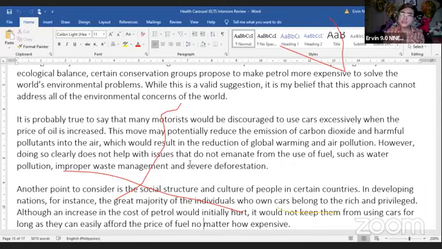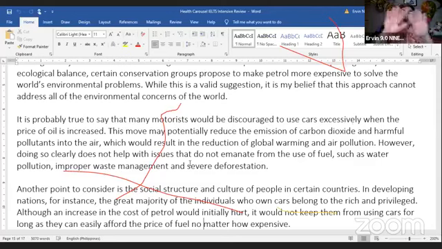However, doing so clearly does not help with the issues that do not emanate or come from the use of fuel, such as, so now, he's presenting other environmental problems that cannot be addressed by increasing the cost of fuel. And what are these? Water pollution, improper waste management, and severe deforestation. Imagine Brian could have easily written water pollution, waste management, deforestation. But no, he added descriptive words to get a higher grade for lexical resource, like what? Improper waste management, severe deforestation.